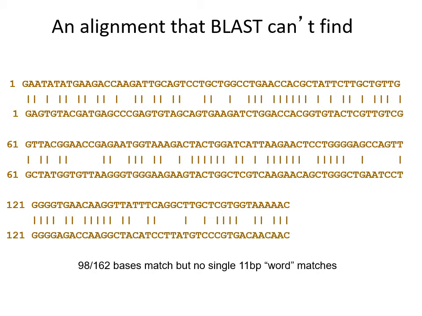So if you look at these two sequences, 98 out of the 162 bases are a match, but there's no single stretch of 11 base pairs that match consecutively. And so this would not return the sequence as a match. You would not get a hit on this. So it has its limitations. I think 98 out of 162 shows a significant amount of homology between these two sequences, and there may be some evolutionary relationship between them, but because it didn't find that minimum word size of 11 consecutive bases matching, it wouldn't return this as a match.